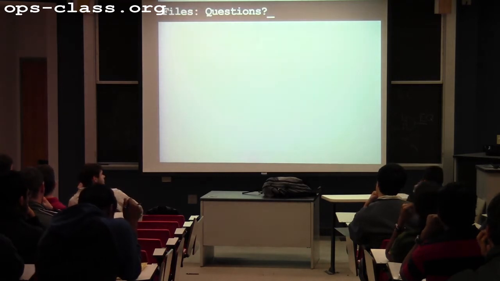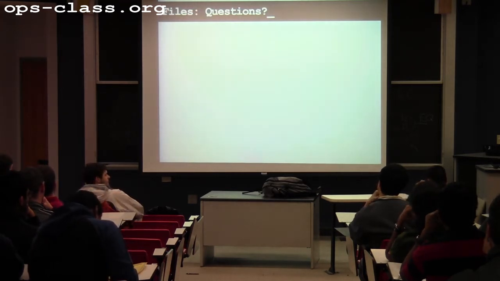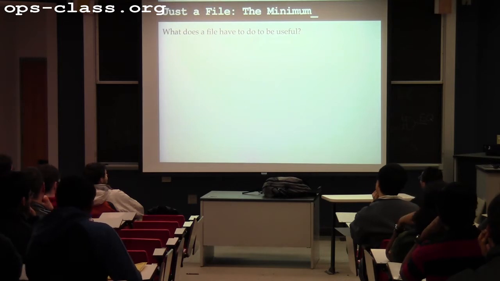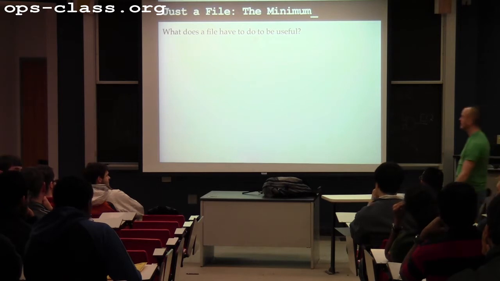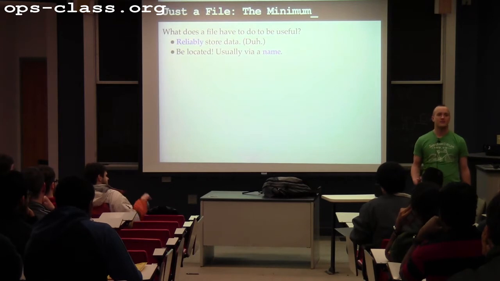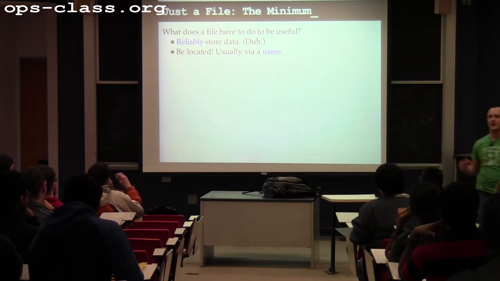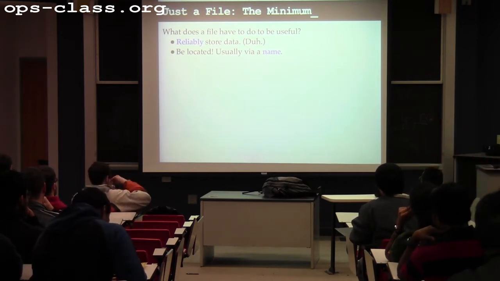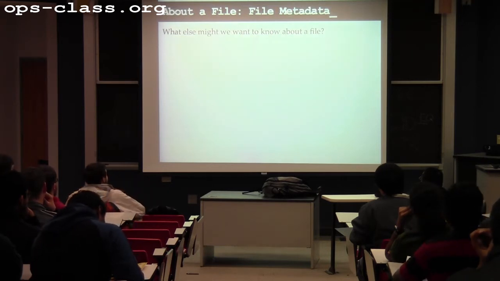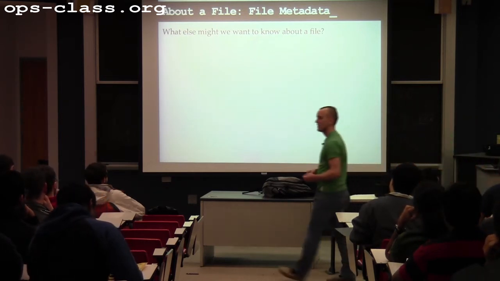All right. Any questions about files? Does anyone care about files at this point? Hopefully a little bit. All right. So who remembers at minimum what a file has to do to be a file? Yeah, Gabriel. Name or identity. Yeah, it needs to reliably store data, and I need to be able to uniquely locate that content. So a file consists of some sort of name and content associated with that name. What other information might we want to know about files that file systems might help us store?